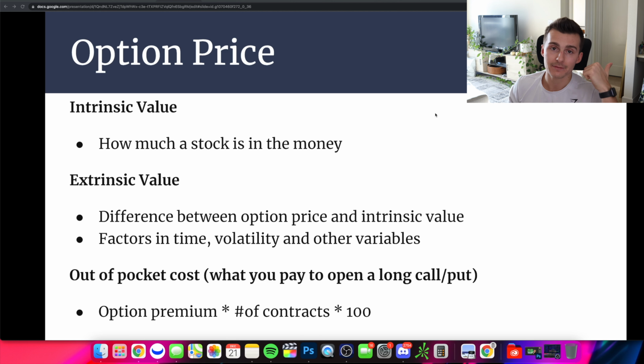Why is that? Because it could have some time. There could be a very volatile stock, so it has a chance of expiring in the money, so it has a chance to expire with value by the expiration, and there could be other factors at play there.